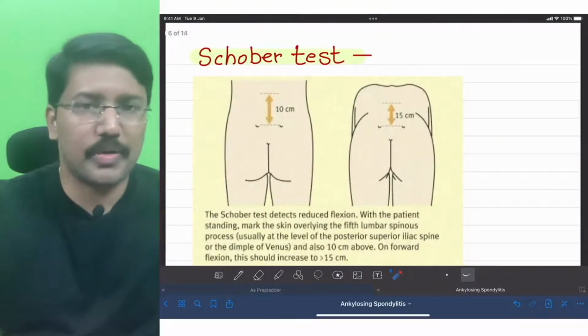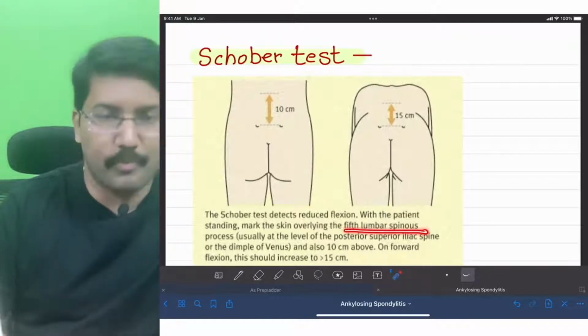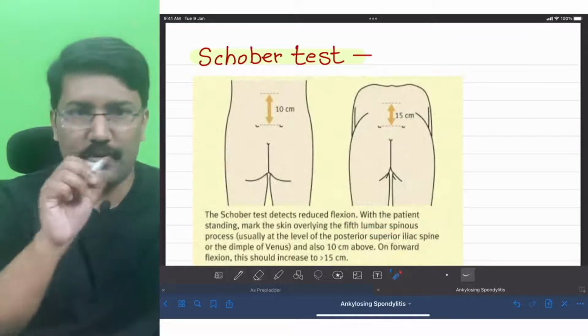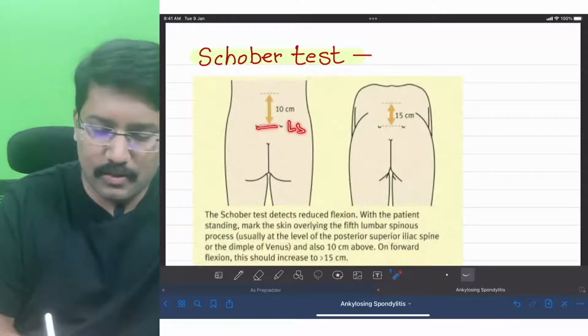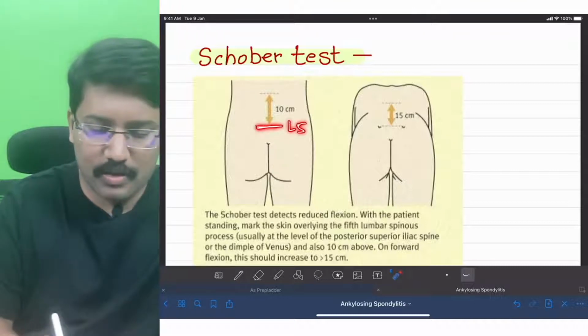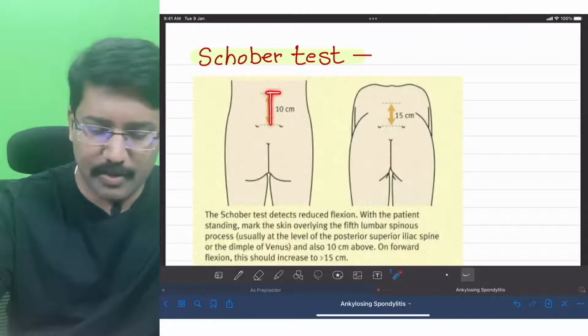What do we do in Schober's test? In Schober's test, first we identify the fifth lumbar spinous process, and we draw a line there. Then we go up by 10 centimeters and make one more line.